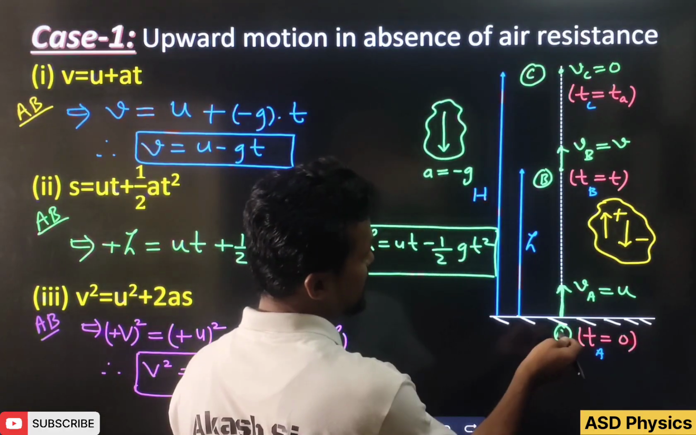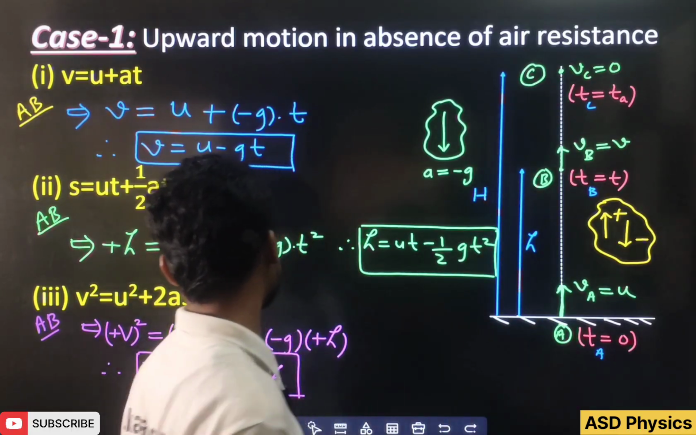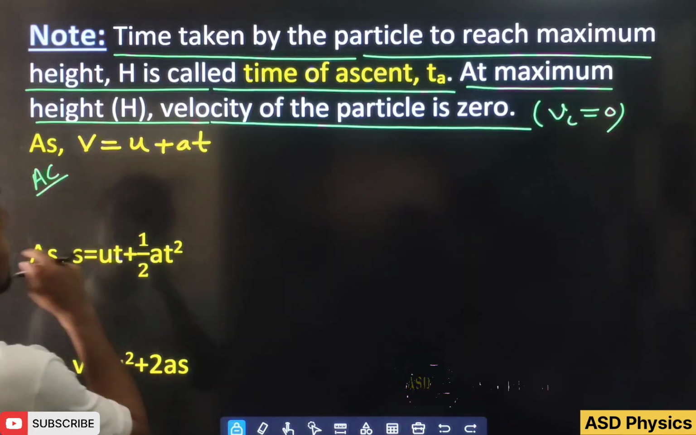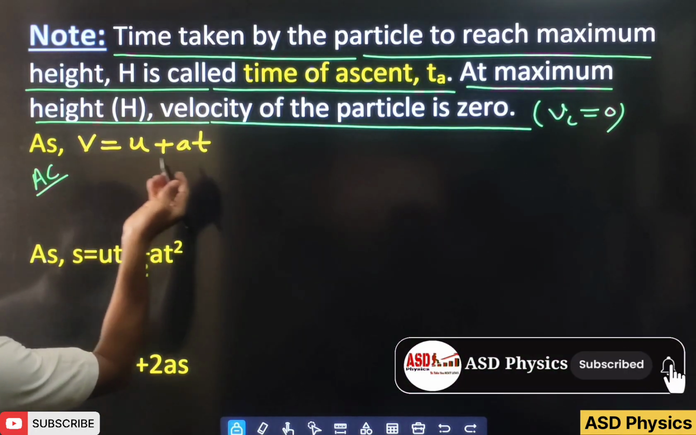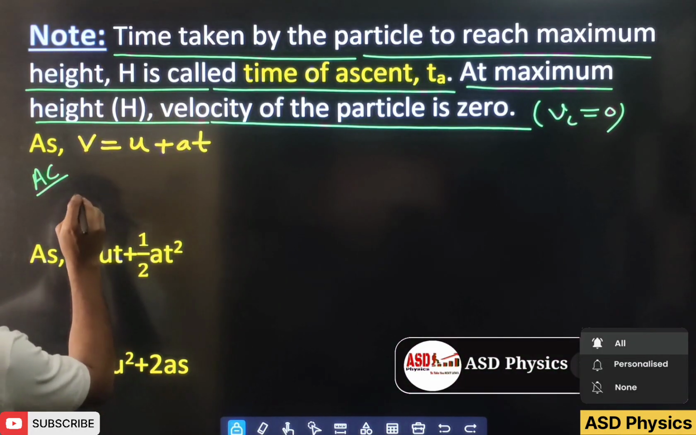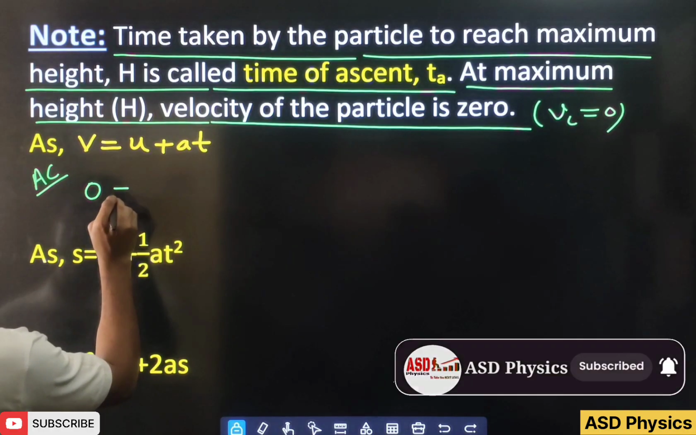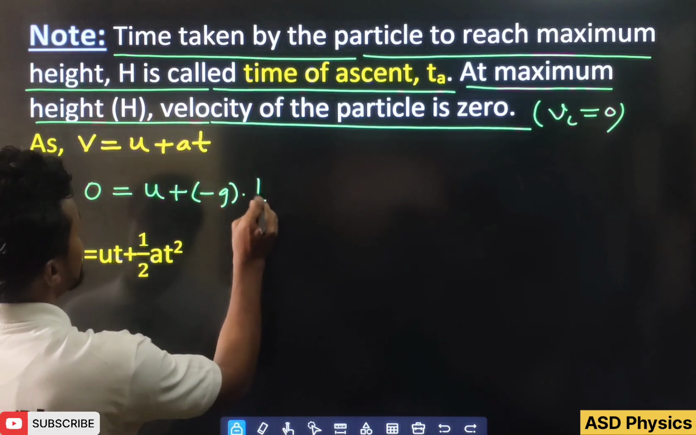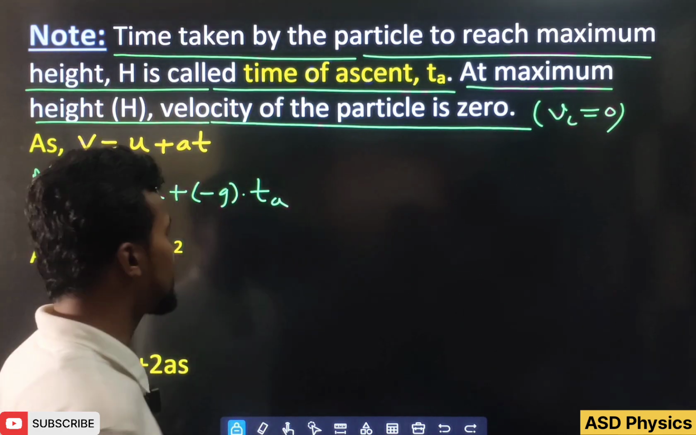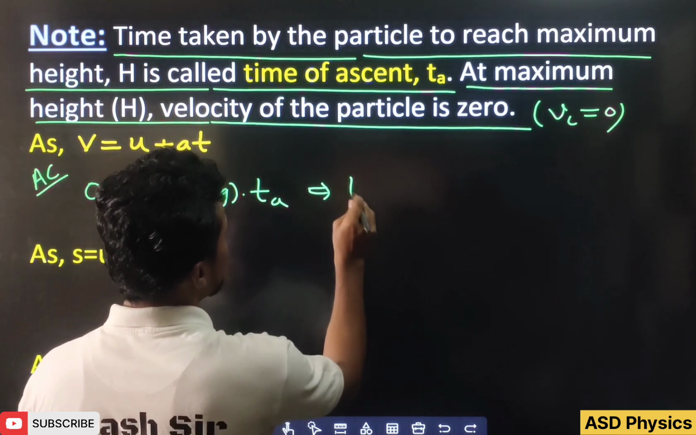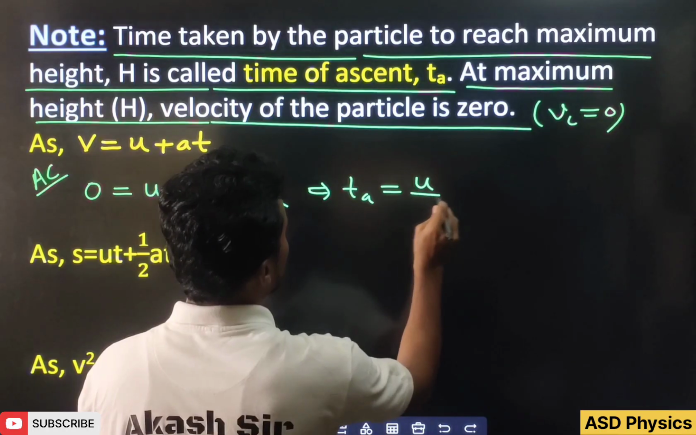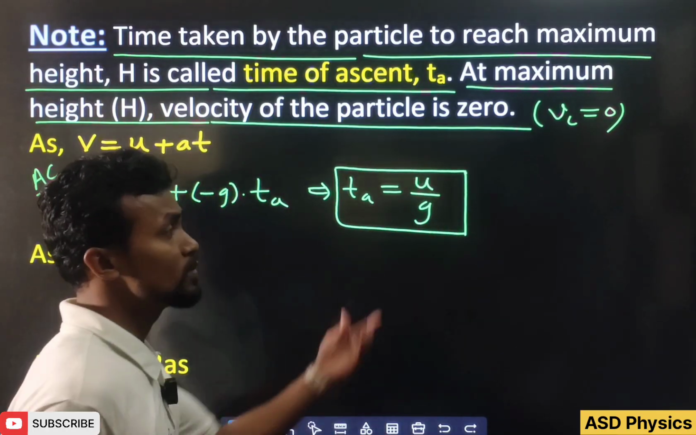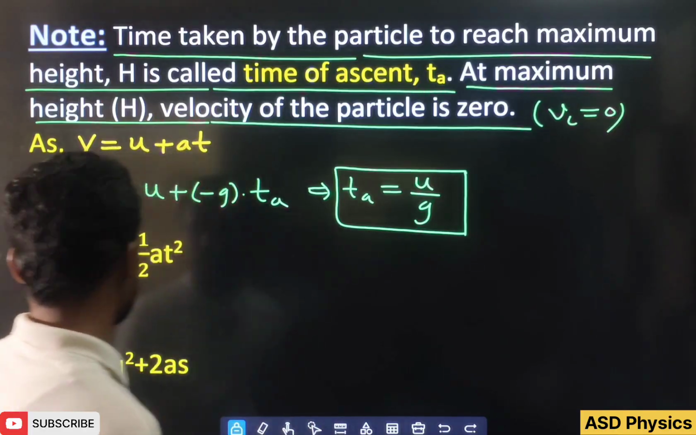Again I am telling you, this is A, this is C. From here to here, I am going to use it. Great. So now students, from A to C, the final velocity is 0, initial velocity u, acceleration minus g. Time taken is the time of ascent. That means I can write, very important, time of ascent is given by u by g. Remember the formula directly.